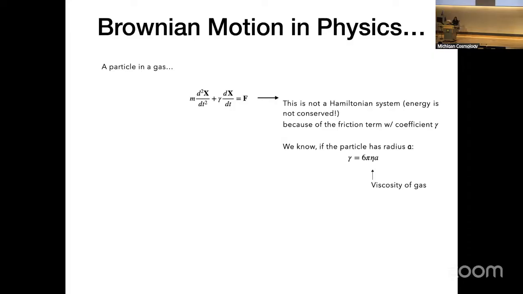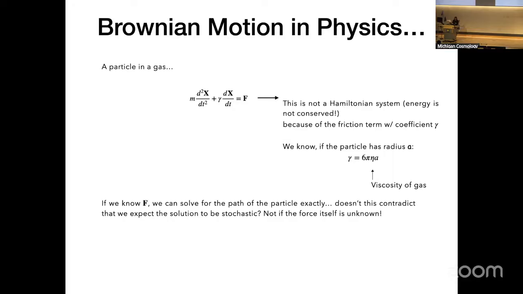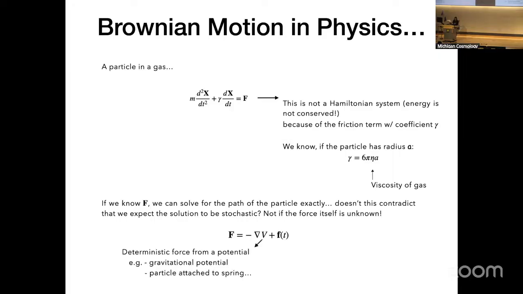And so the idea here is that the force in the gas is not known. We can write it as a deterministic part that's the gradient of some potential that we know. For example, the gravitational potential, or if it's a particle attached to a spring, there's some potential I can write for that. So any conservative force, I can write a potential for. So that's the part that we know.